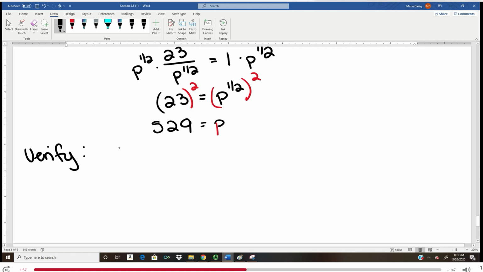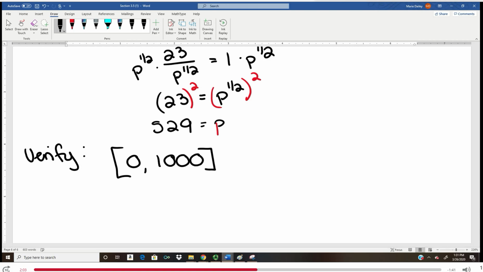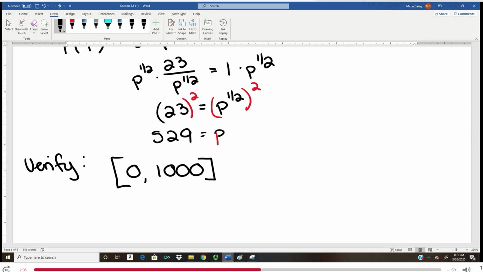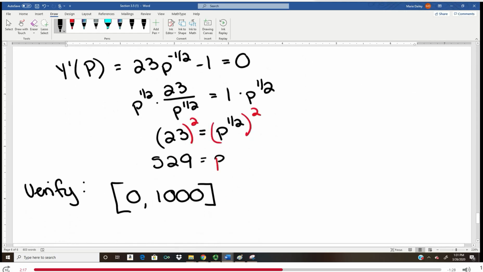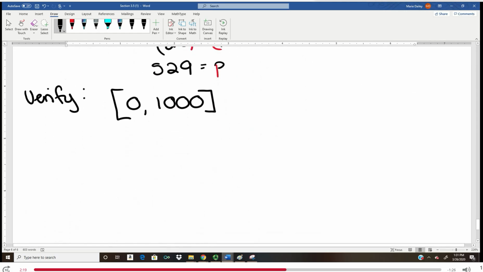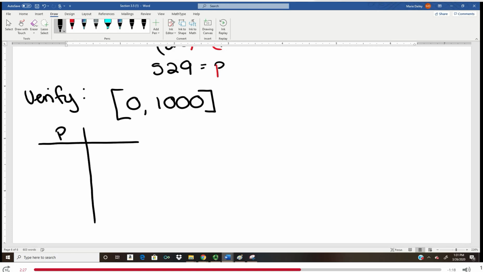Now, of course then, like we've done in the past, we need to go ahead and verify. Now, as we take a look at this, we notice that we are on a closed interval from 0 to 1,000. That's what it means then up here when it says p is less than or equal to 1,000. We know we can't have a population size that is negative. Now we can't have a population size at 0. So we need to verify then from 0 to 1,000. So we can actually go ahead, make life wonderful, and use the first derivative test.